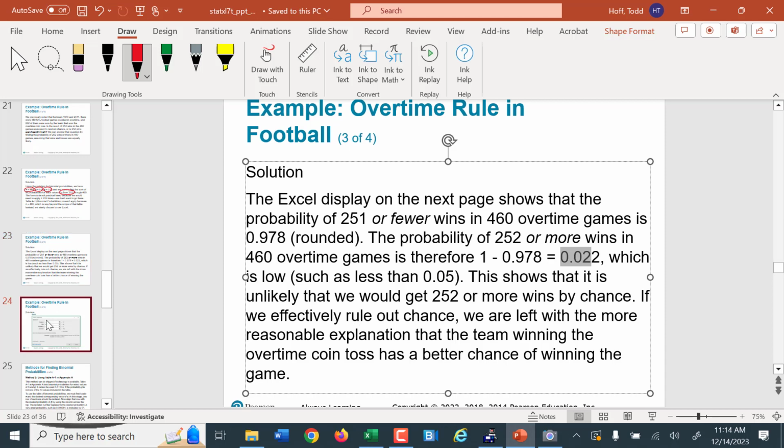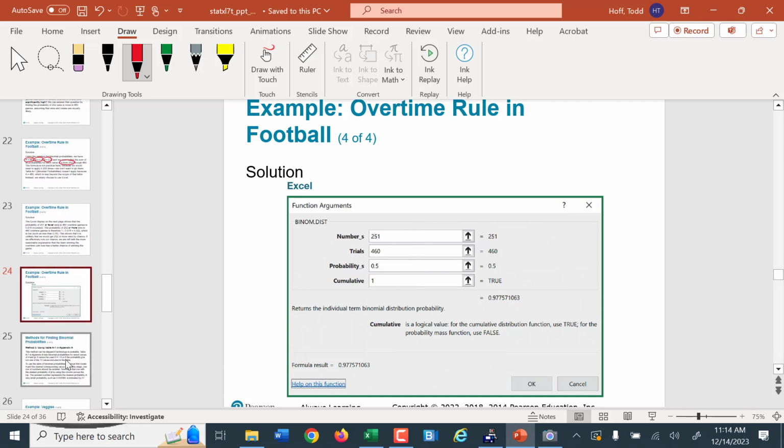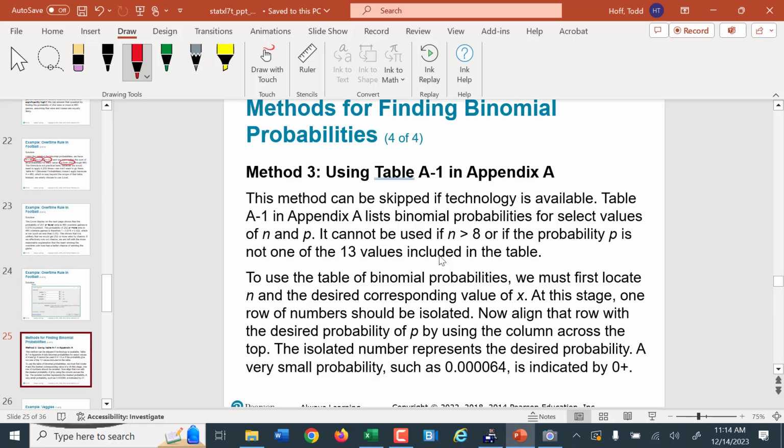This is the function they used, what we entered as well. That is less than 0.05. So that's saying that that is a small amount, an unusually small amount. So it is a significant amount.